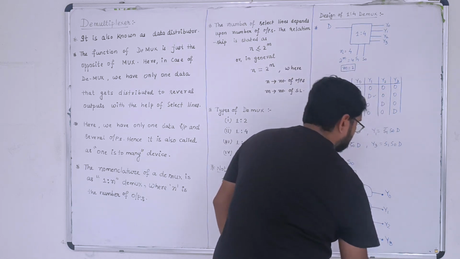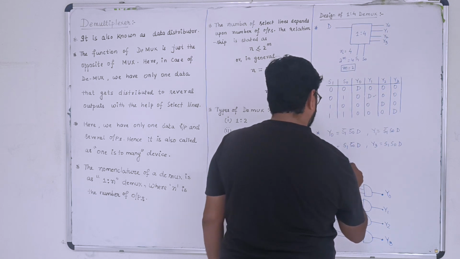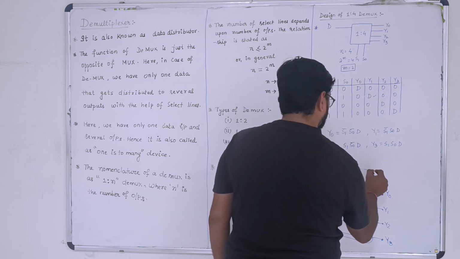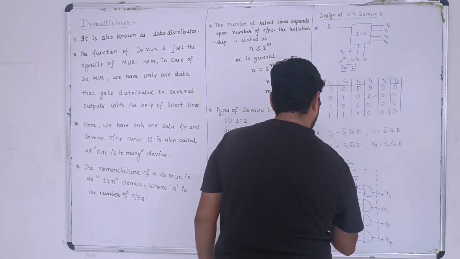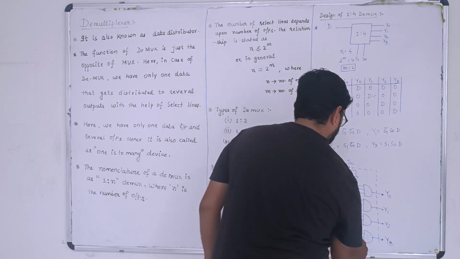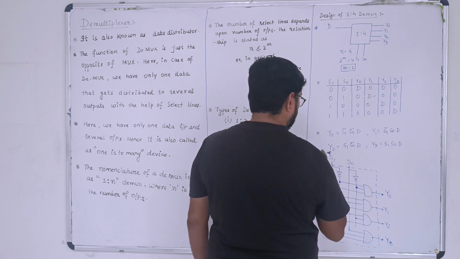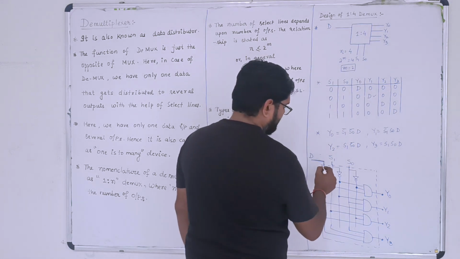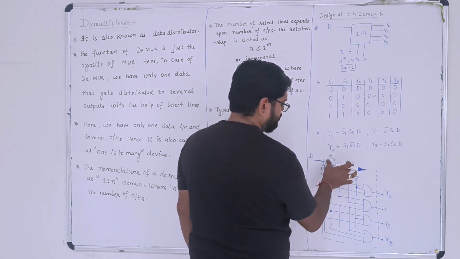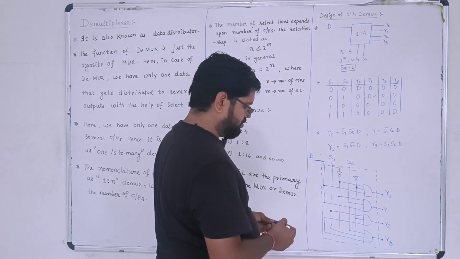Okay, Y3. So now if you are blocking it, you can clearly see this. Make this line like this so that it will be visible. So this is your D line. So now you can see that we are having only one data input, that is D, 2 select lines S1 and S0, and 4 outputs, that is Y0, Y1, Y2 and Y3.